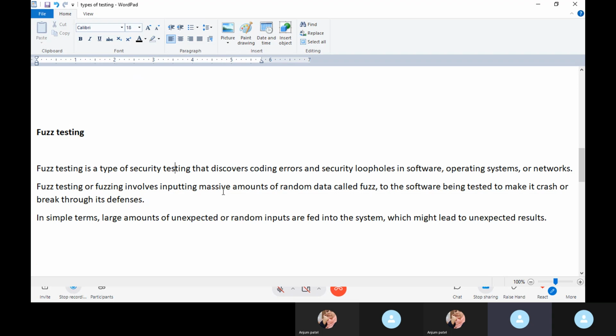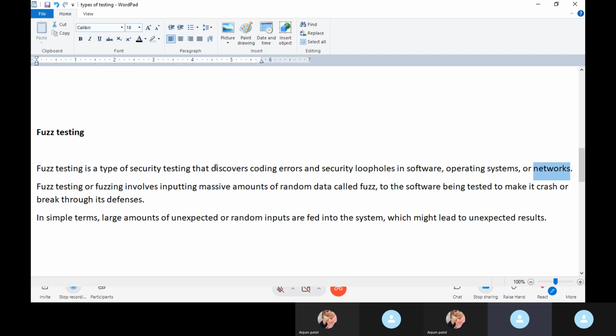It involves inputting a massive amount of random data, called fuzz, into the software being tested to make it crash or break through its defenses. In simple terms, a large amount of unexpected random input is fed into the system, which might lead to unexpected results, that is, the crashing or breaking of the system. So fuzz testing comes under security level testing, where we are checking for loopholes at the operating system and network level.